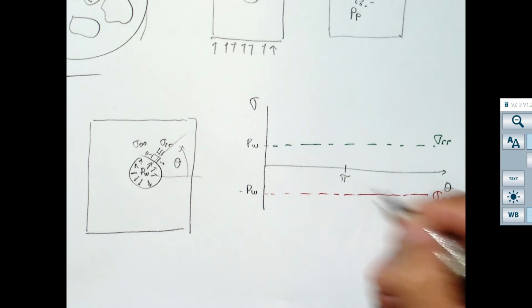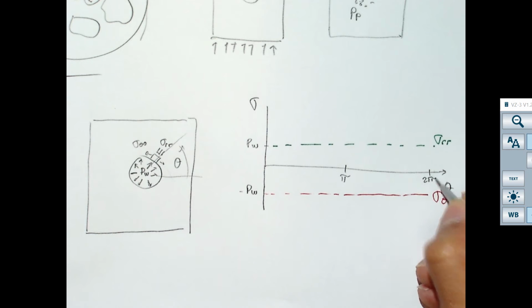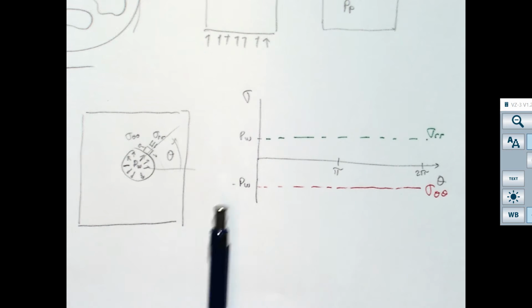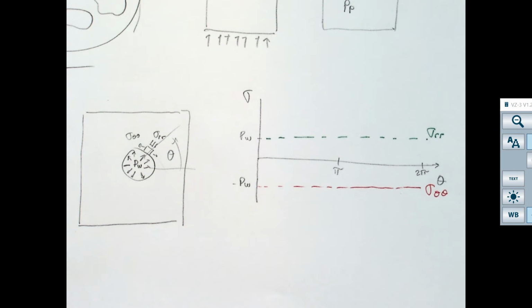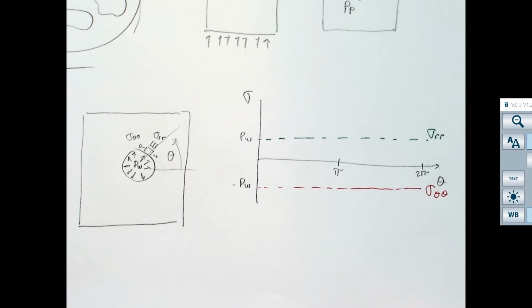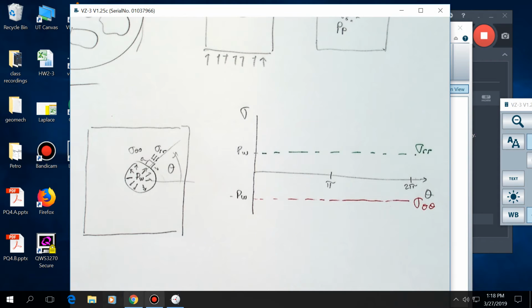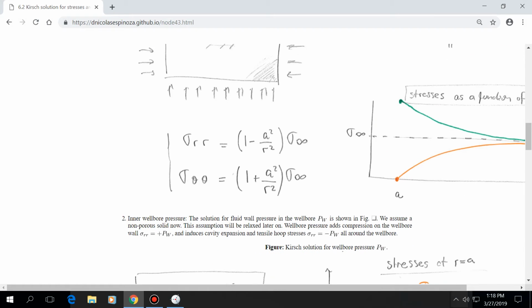And again, this is pi, and this is 2 pi. And it's going to be the same in all directions. Very similarly to what we had before for the far field stress, the equations are not going to change much, and probably I will skip writing the equations now, but you can find them in here, okay?